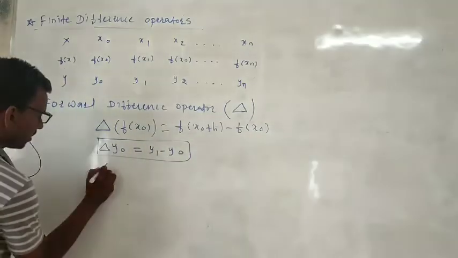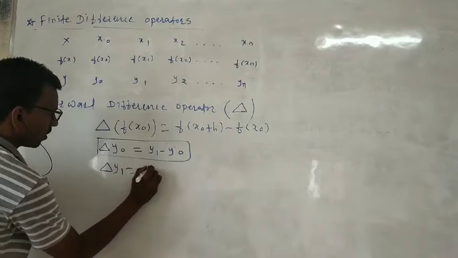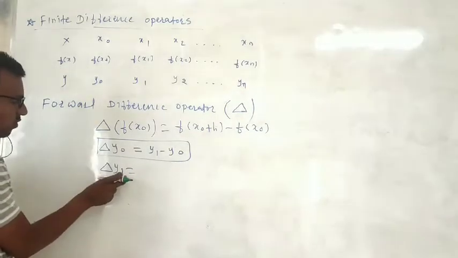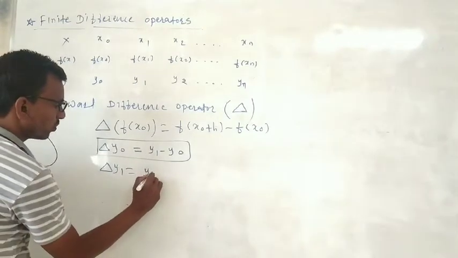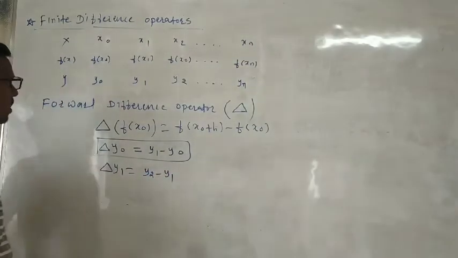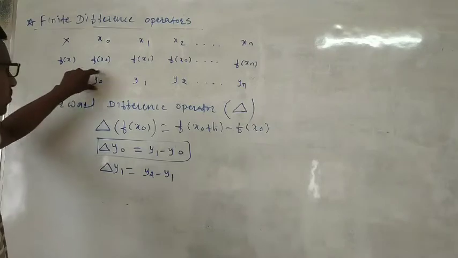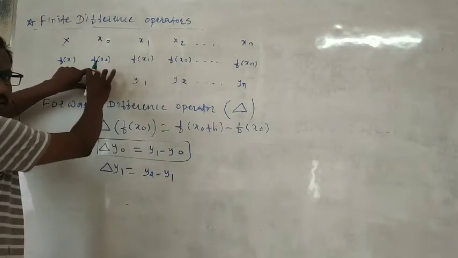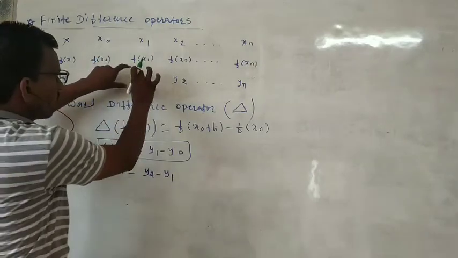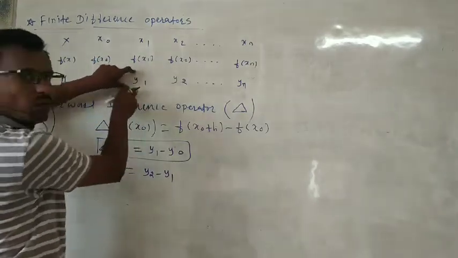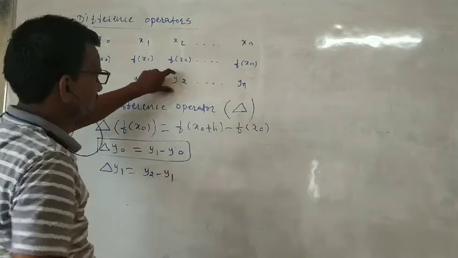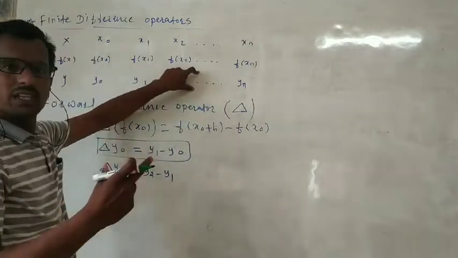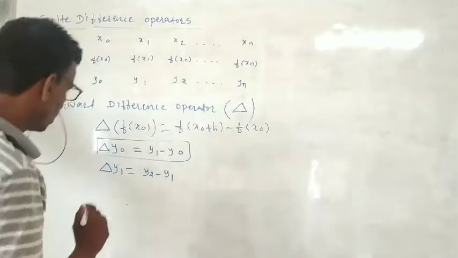Similarly, we can define forward difference operator of y1 is equal to y2 minus y1. Forward difference operator of y0 is equal to y1 minus y0, that is, the succeeding term minus the preceding one. Forward difference operator of y1 is equal to y2 minus y1. Forward difference operator of y2 is equal to y3 minus y2. Forward difference operator of y3 is equal to y4 minus y3, and so on.